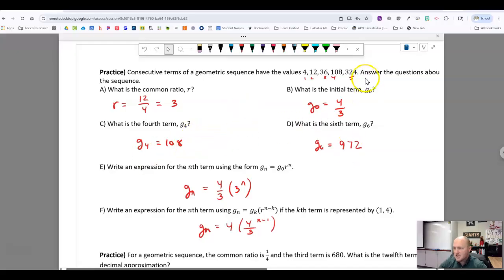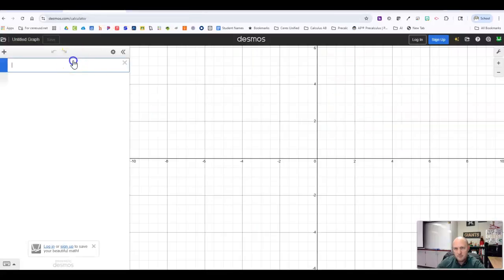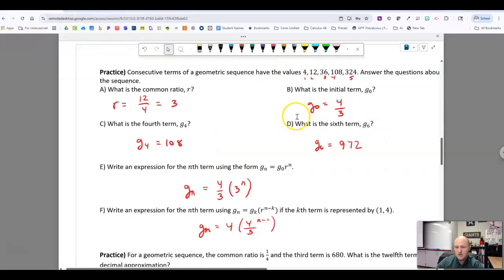And then the sixth term. They give us the fifth term, so I'm going to have to multiply 324 times 3, which would give us 972. Usually geometric sequence questions are calculator active. Hopefully you can find 324 multiplying by 3, but if not, usually we have calculators for geometric sequence questions. So have Desmos handy. We're definitely going to use it coming up.